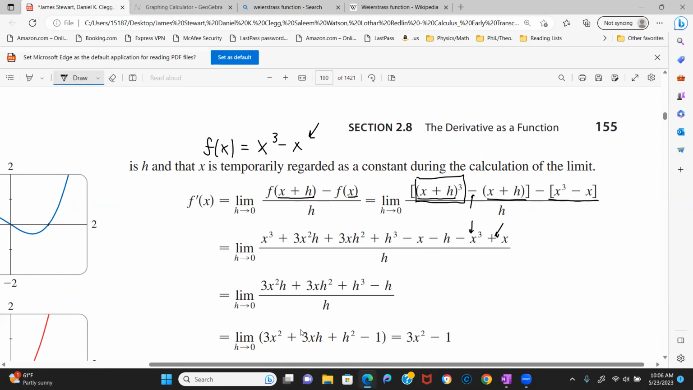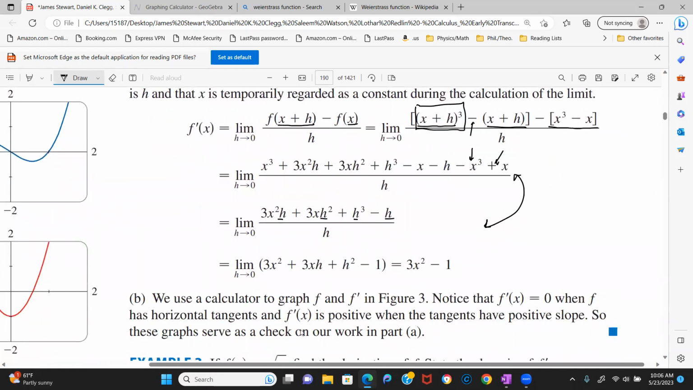And at this point you just simplify the numerator and you notice there's a common factor of h everywhere, so you can divide that off. And when you do that, you're left with 3x squared plus 3xh plus h squared minus 1. And now this right here is continuous. Well, it's a polynomial. More specifically, it's a polynomial.